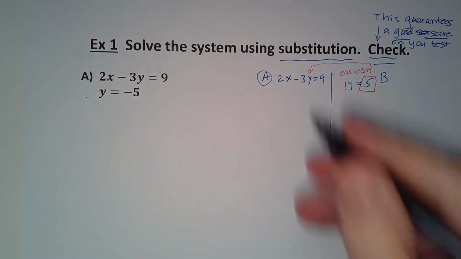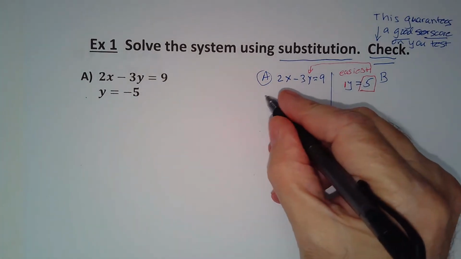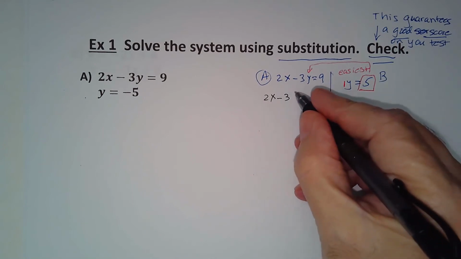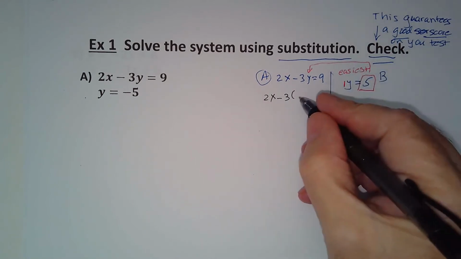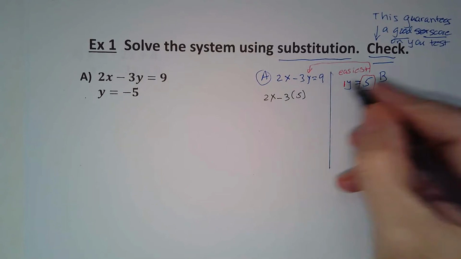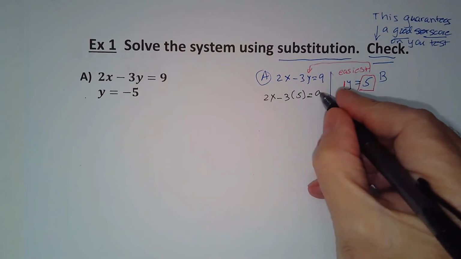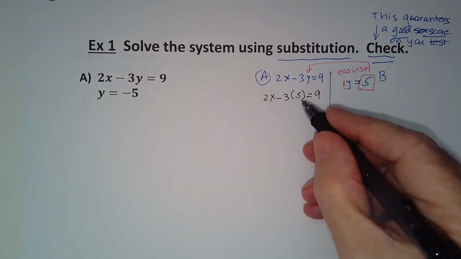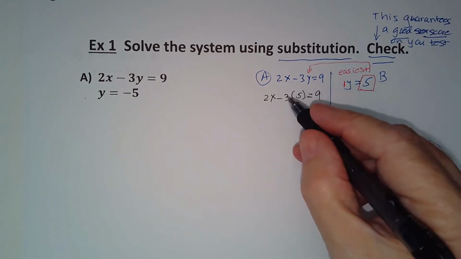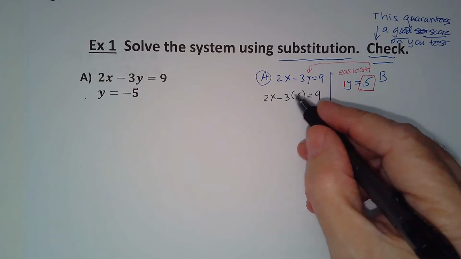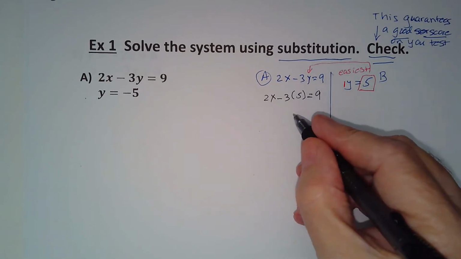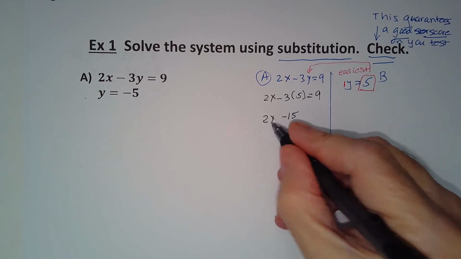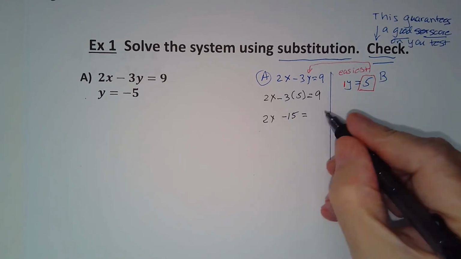So this would be 2x minus 3 times, and for the y we're going to use 5, equals 9. All right? And now we want to use PEMDAS and simplify. Multiplication comes first. That means negative 3 times 5 is negative 15. So I have 2x minus 15 equals 9.